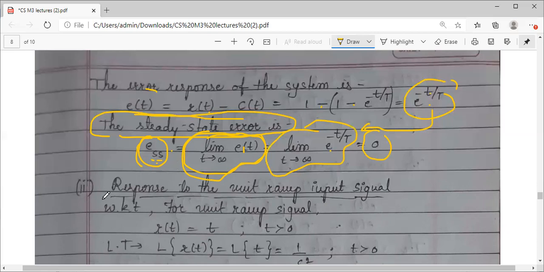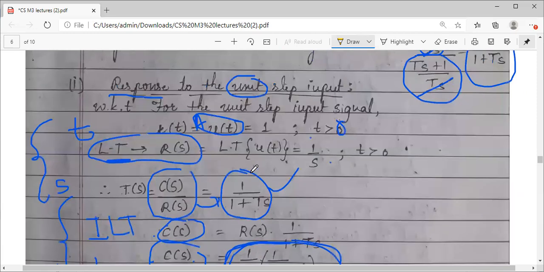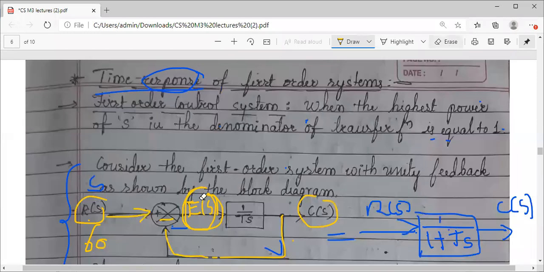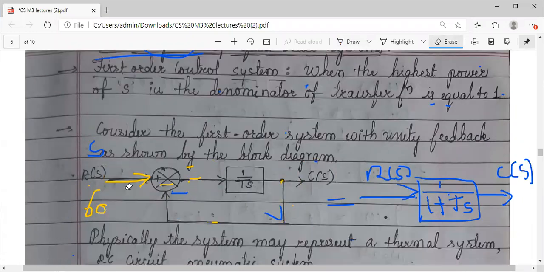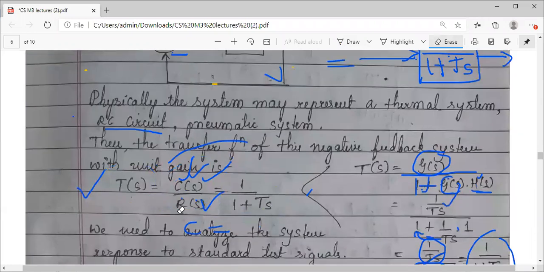Let us go to the second one. Second one, I am taking it unit ramp signal. Okay, again for this also what I will do, starting from the same. How I have started this, I have taken one first order system, उसका block diagram मैंने draw किया है. From this block diagram, I have found what is the transfer function. See, till this everything is same.